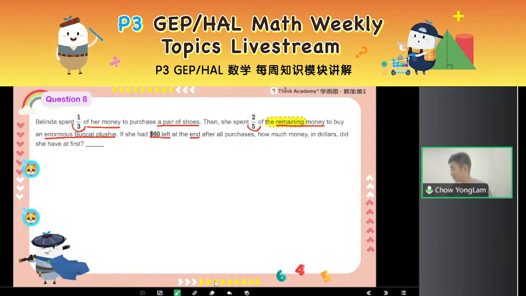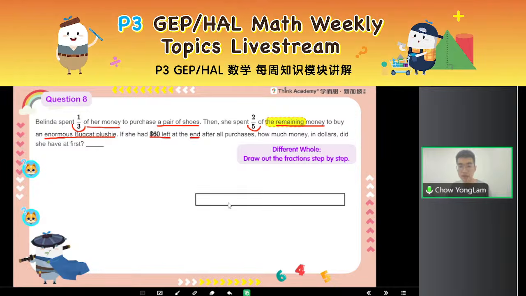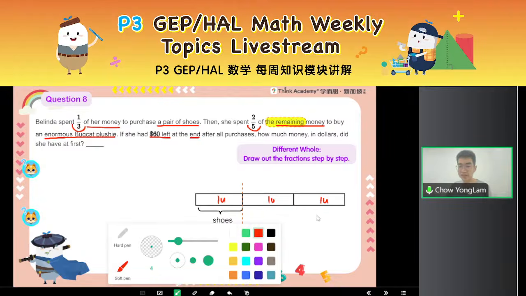Okay. Now, with that, let's draw the model together. If it's different wholes, we draw out the fractions step by step. So let's draw a bar model. Focus on the first fraction, 1/3. That means I will cut it into 3 equal units first. So this is 1 unit, 1 unit, 1 unit. And that 1/3 of it is used to buy shoes, right? So we label 1 unit for shoes. And then we focus on the remaining now, right? The next fraction is taken from the remaining. So we cut out the remaining first. Now I have 2 units.